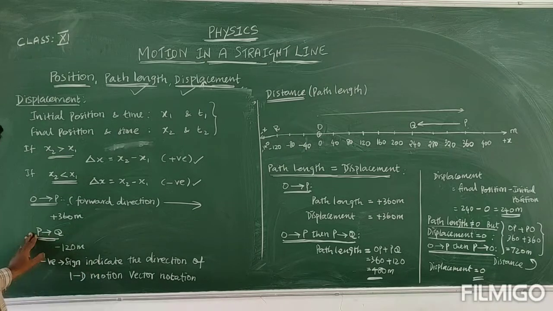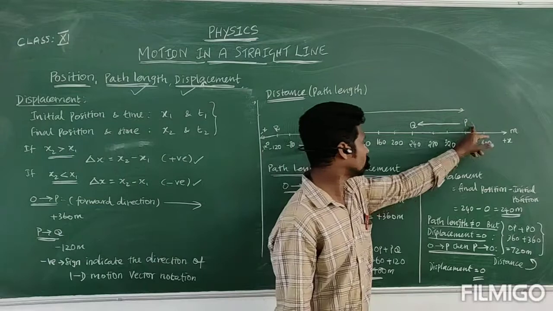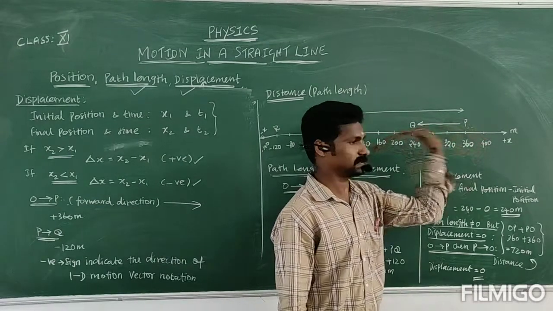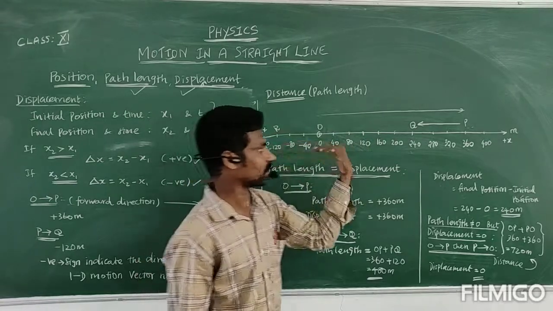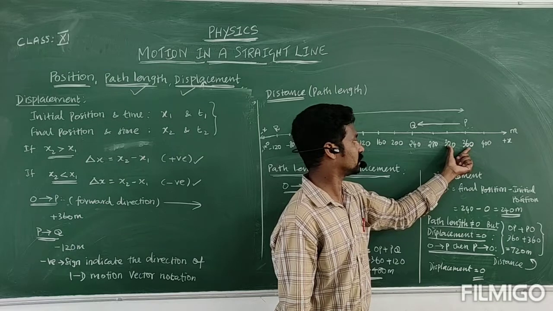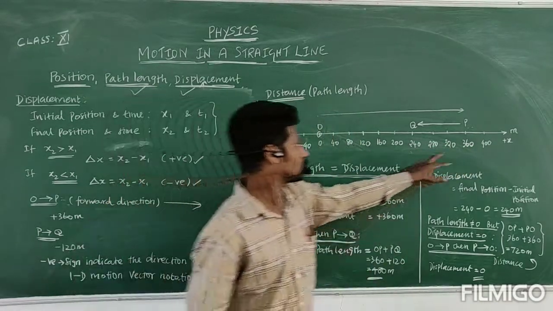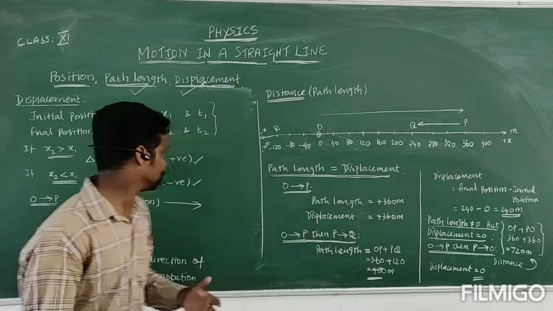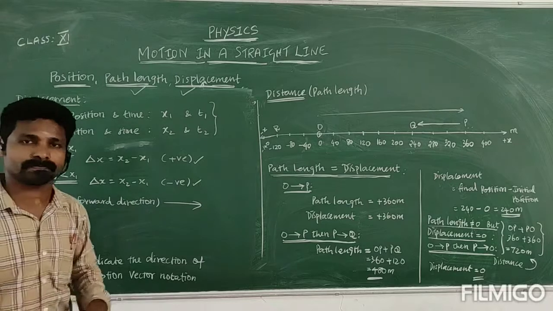Okay, suppose P2Q. See that O2P is already over, now P2Q. So P2Q, see that it is towards the negative x-axis. So it is opposite. So how much distance is covered? 40, 40, 40. So 120. So in the opposite direction, I can write minus 120 meter.